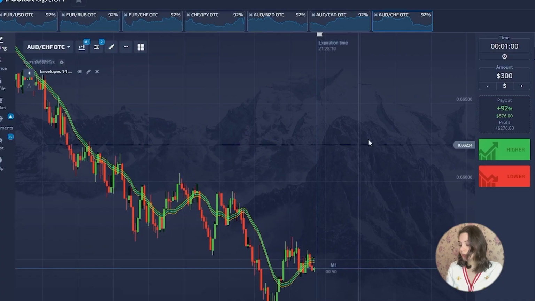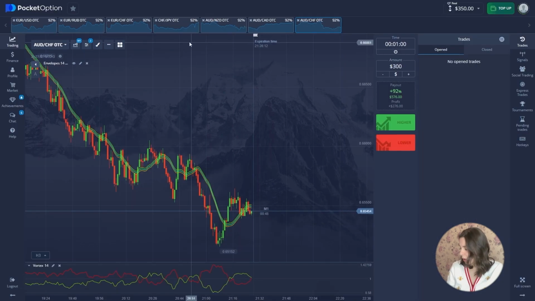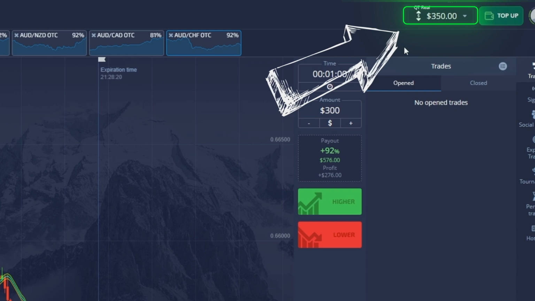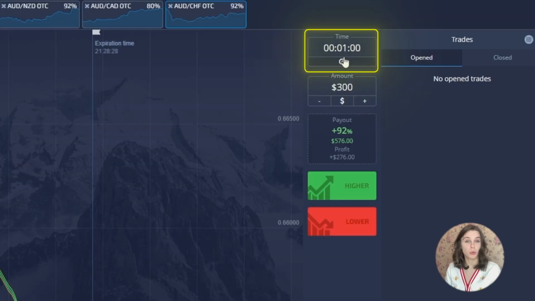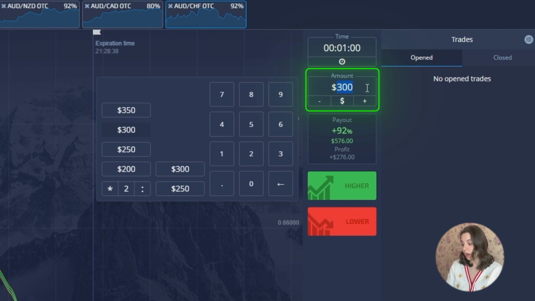As always, we trade on currency pairs. You can see them in the upper area of the screen. Our initial balance has increased slightly again, and it is $350. The time is always 1 minute. If you are new to this field or a beginner, bet about 10 or 15% of your total balance, I remind you. The time frame of the chart is also a minute.